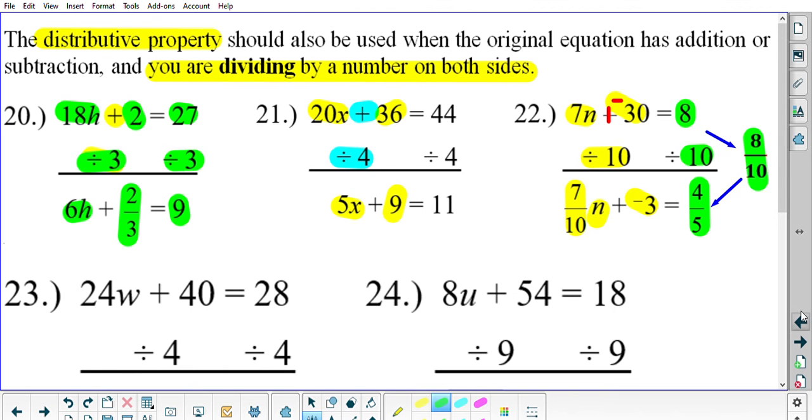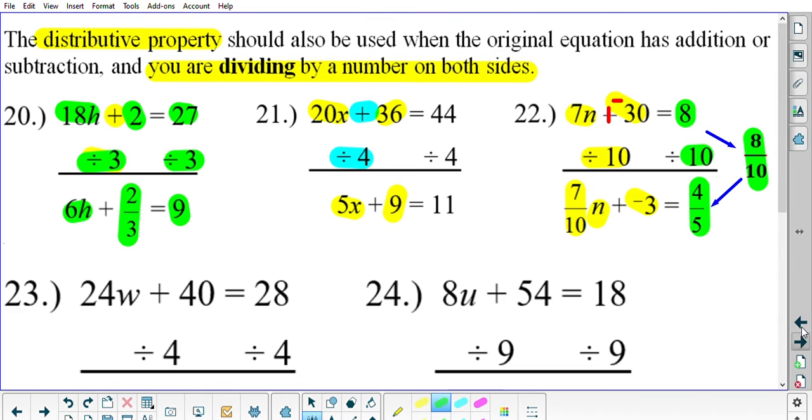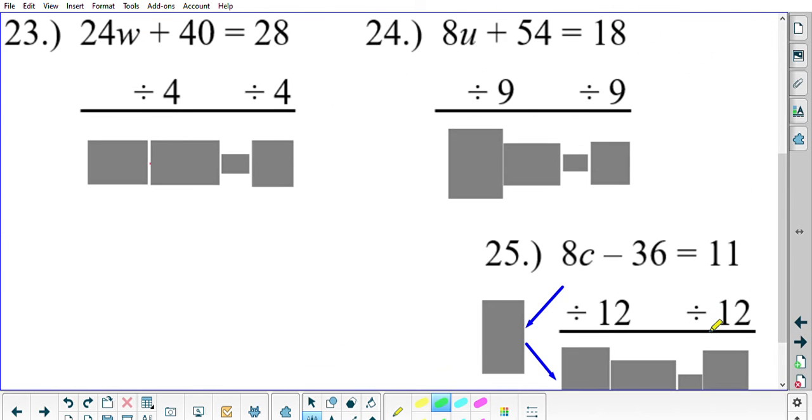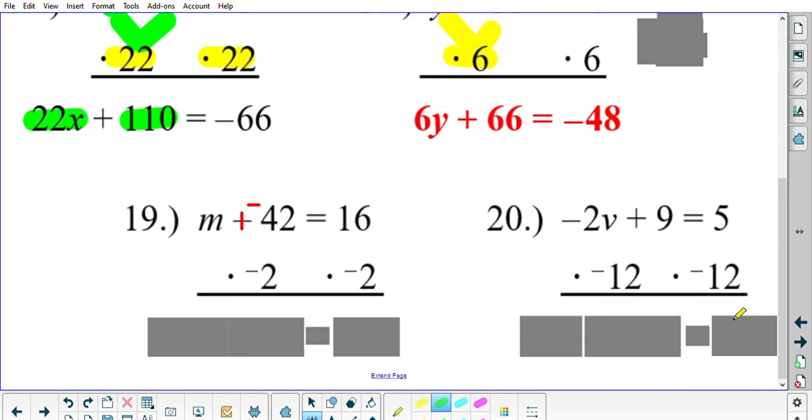Okay, I've now talked you through many examples. It is now time to go back and do number 19 and 20 on your own. Then try 23, 24, and then also number 25 on your own. So hit pause on the video, do those remaining problems on the second page on your own. Do them now.